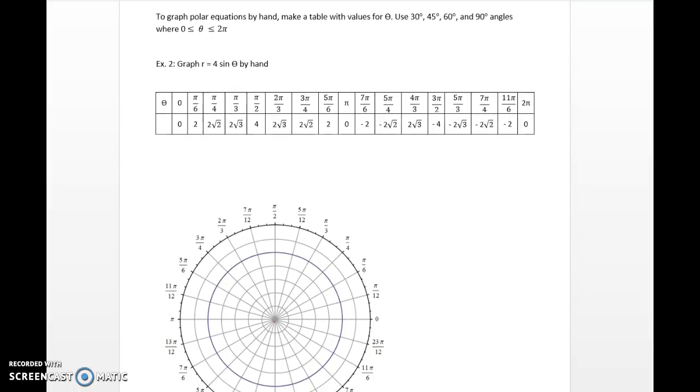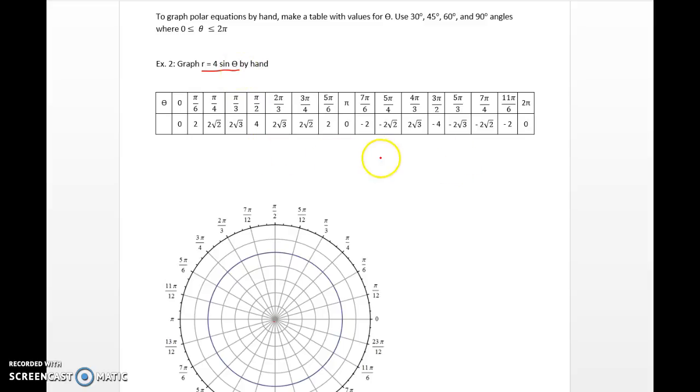To graph polar equations by hand, you want to make a table. So we're going to use 30 degrees, 45 degrees, 60 degrees, and 90 degrees because you can use your special right triangles for those and your unit circle and find all of those values without a calculator. If you needed to, you can use a calculator, but if you did not have one, you could still do this. So for example, we are doing r equals 4 sine theta.